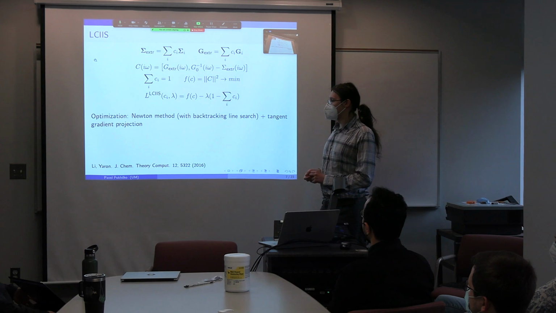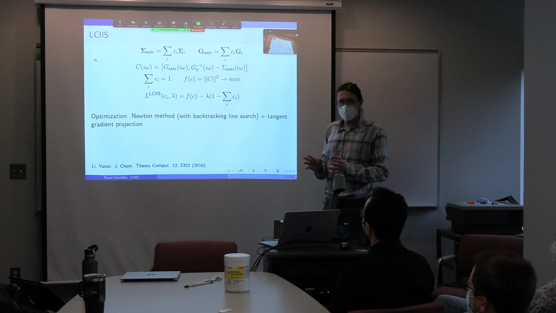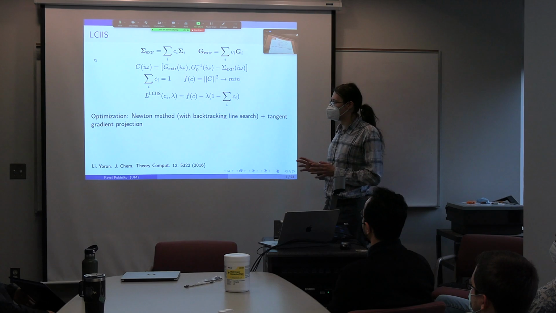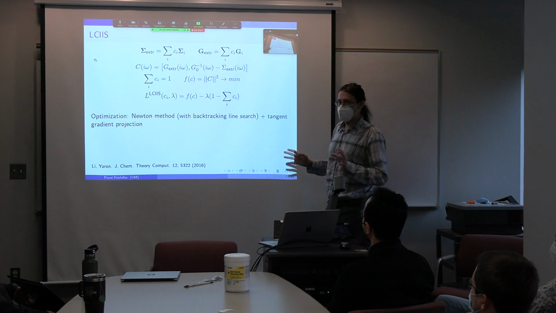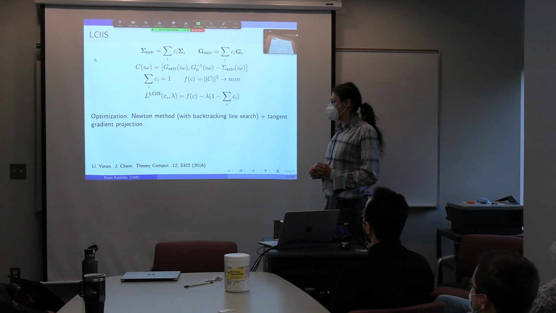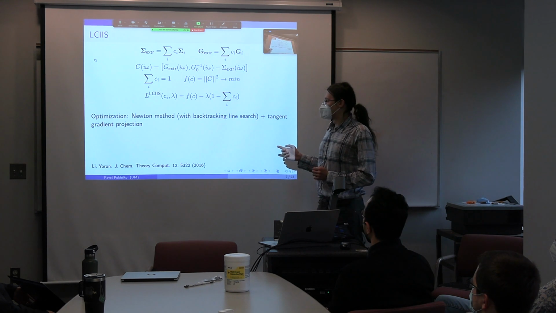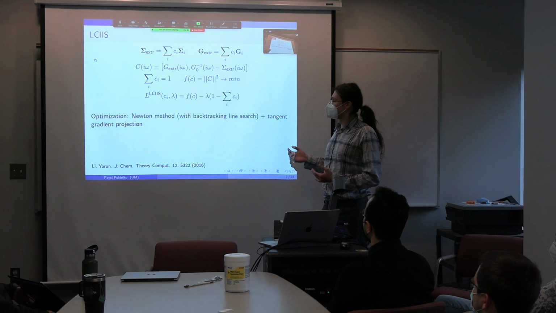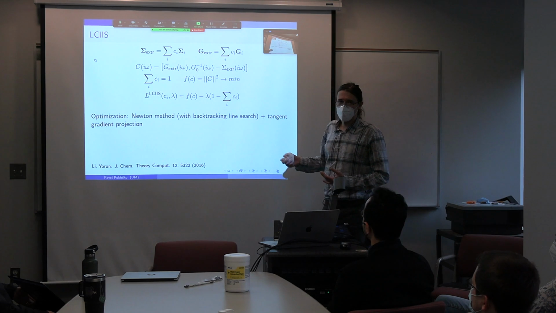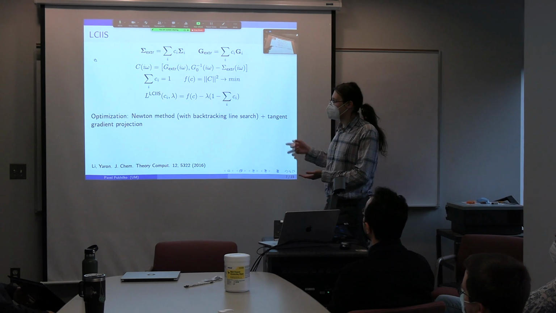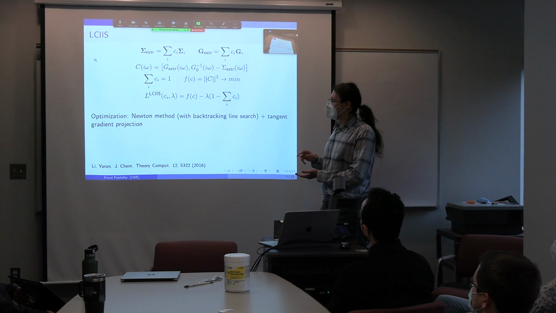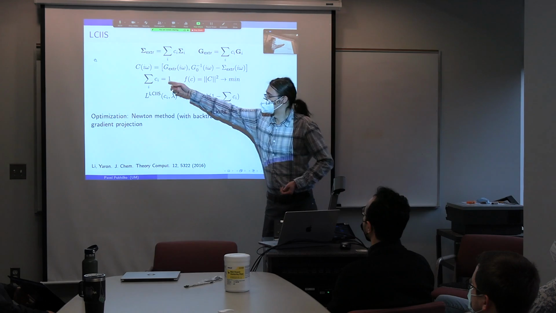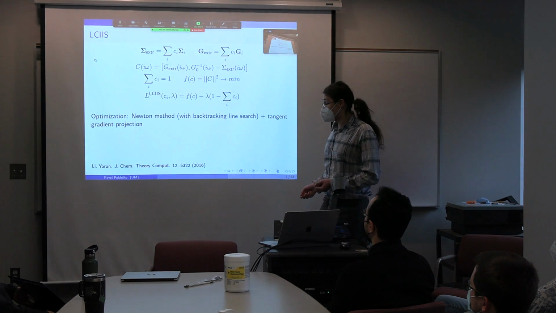So in the original publication, a Newton method was used, but it didn't have sufficient details of how it is implemented. So maybe there is some freedom of how it can be implemented. So I implemented a Newton method for solving this problem with backtracking line search. And because it is a constrained optimization, I put some safeguards with the tangent gradient projection to make sure that the step does not step out of this necessary constraint.